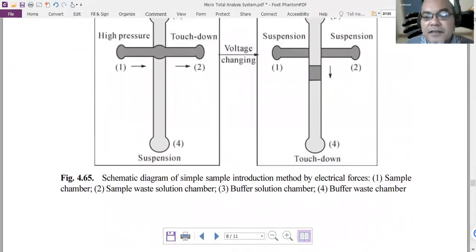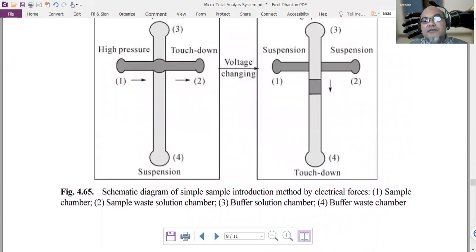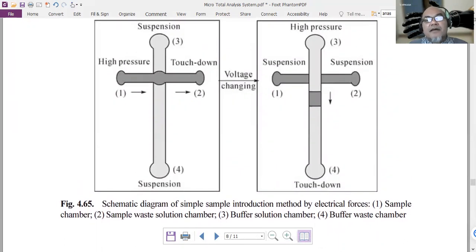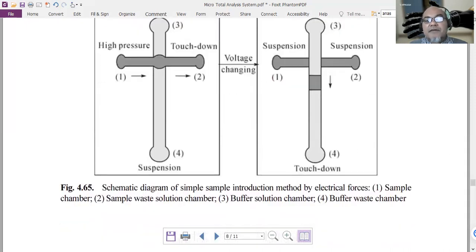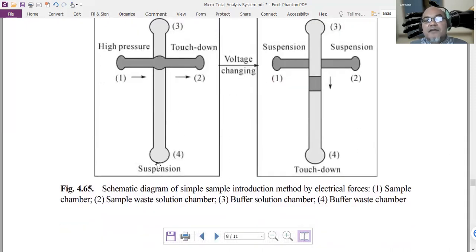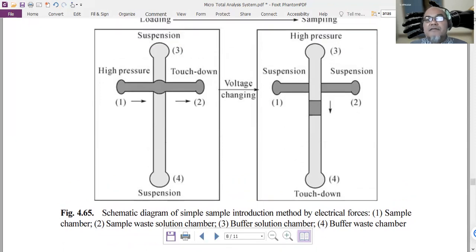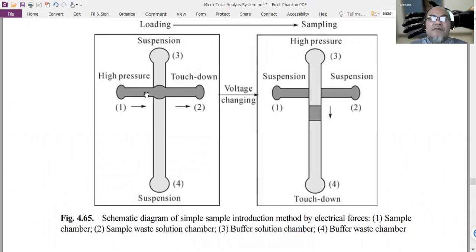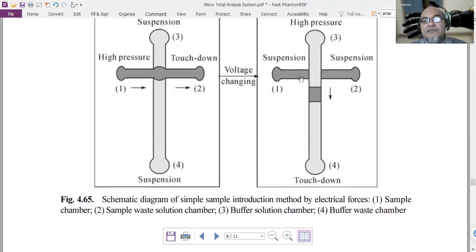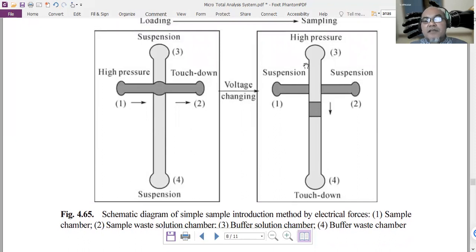So this is one way of using electrical force to introduce a sample. This is the sample chamber. Number 2 here is the sample waste solution, number 3 is the buffer solution chamber, and number 4 is the buffer waste chamber. When changing the voltage like this, first the sample flows from number 1 to number 2. Then with changing the voltage, there's a high pressure of buffer coming from 3 to 4.